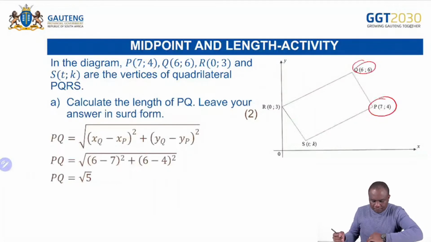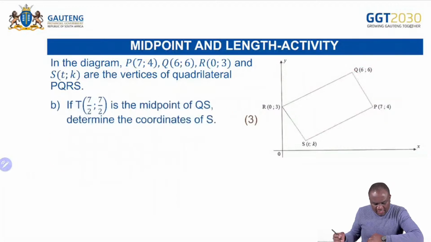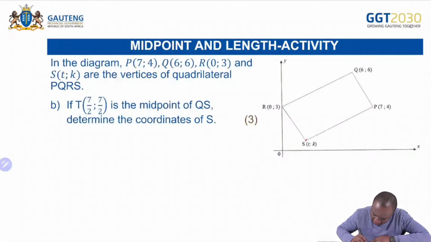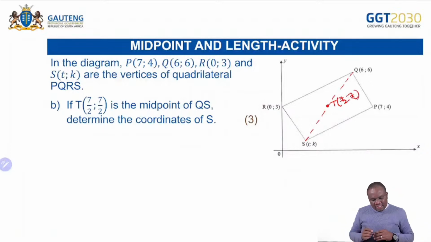And then B. B, they said T is the midpoint of QS. So it means let's just sometimes draw these things so that we have a picture of what you're talking about. Then it's the midpoint of QS, T, 7 over 2, 7 over 2. And then they say find the coordinates of S. So it means now if you say 6 plus t divided by 2, we must get 7 over 2. And then 6 plus k divided by 2, we must get this 7 over 2. Just like we did in the activity.